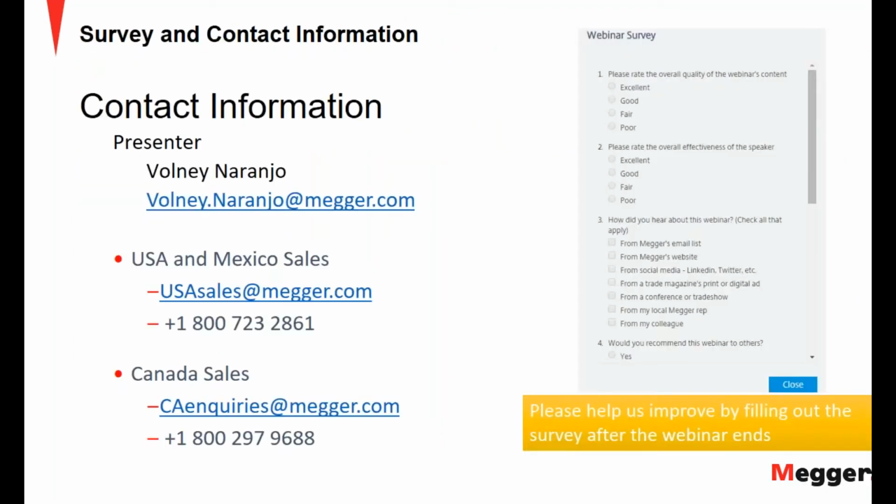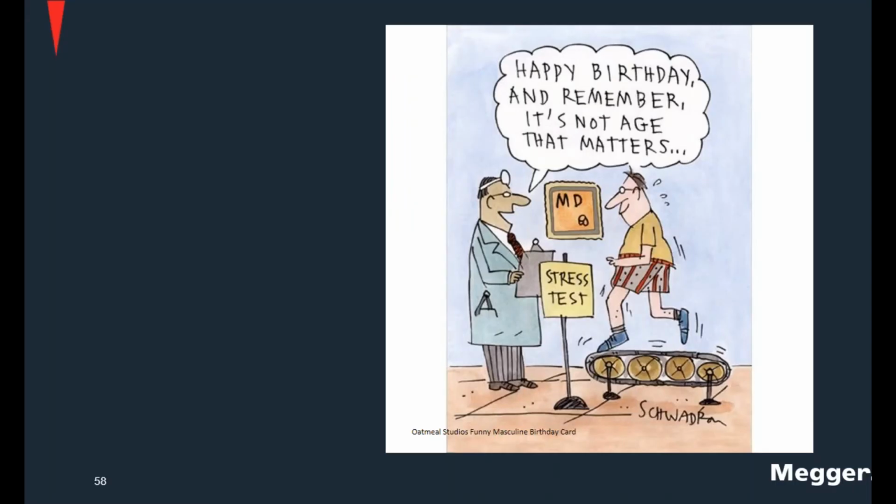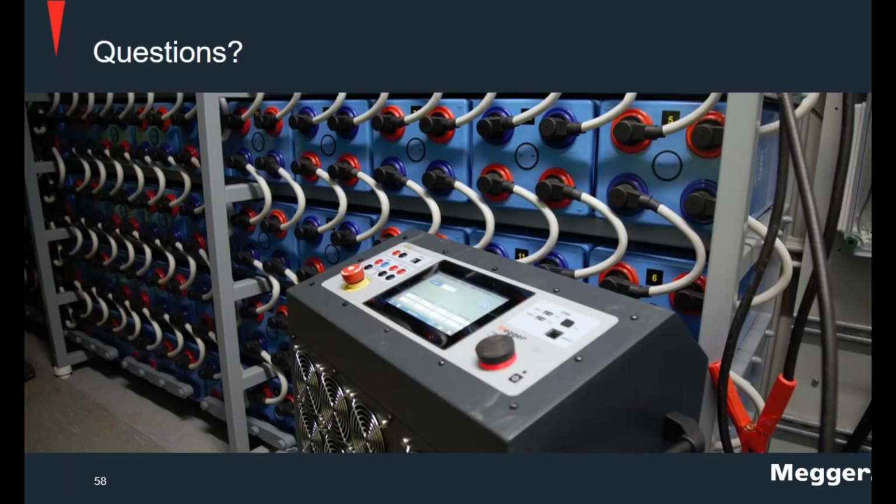Well, I guess this is my last slide. This cartoon made me remember battery testing. The battery might be old, but it might be in good condition, depending on the maintenance conditions and maintenance practices. So it's not about the age, it's about the maintenance that you perform on the batteries. With this, I'm done, Michael, and I turn it back to you so we can initiate the questions.